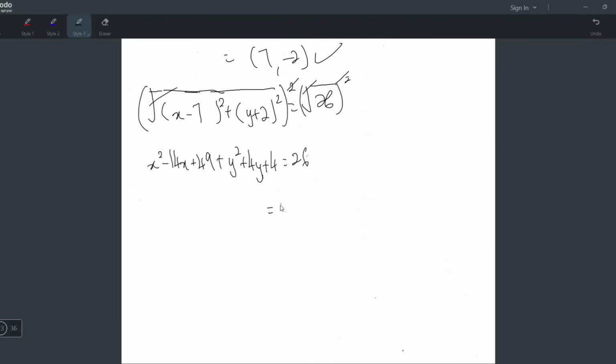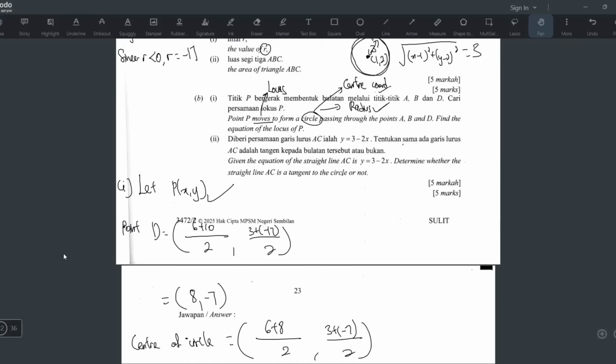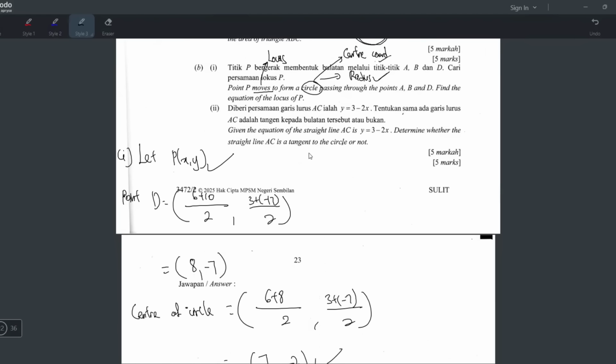So now we just have to arrange. When we're doing locus questions, we always want our answer equals 0. It means we have to arrange everything on one side equals 0. So x square, write first, followed by y square, followed by negative 14x, followed by 4y. 49 plus 4 minus 26, you can press the calculator, and you will get 27. So that's the equation of circle answer. Okay, that's all. Alright, there's one more question here, number 2.